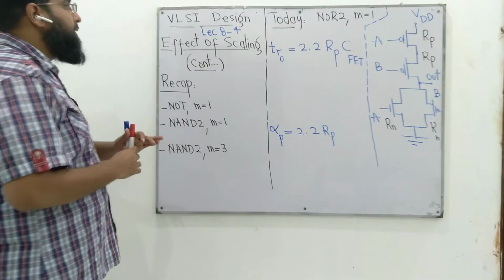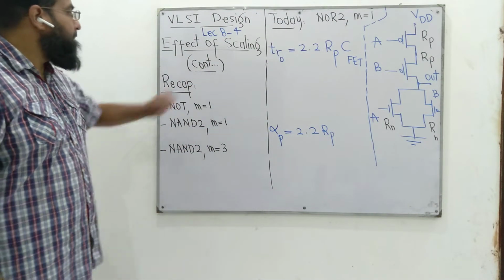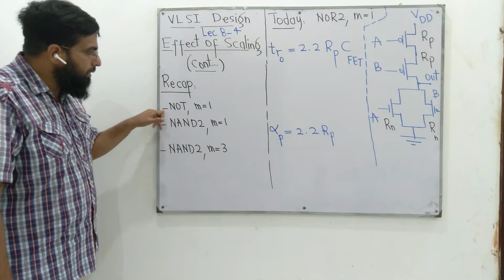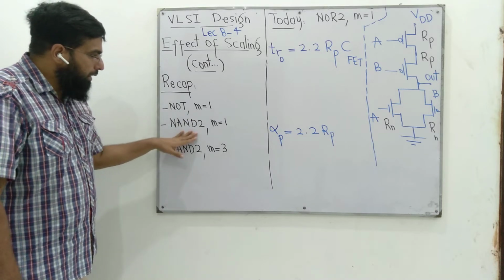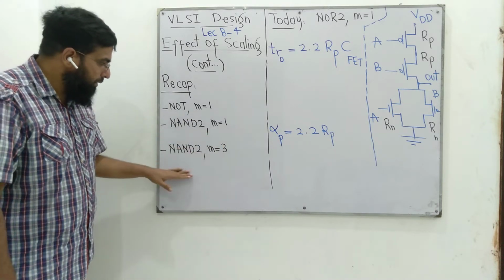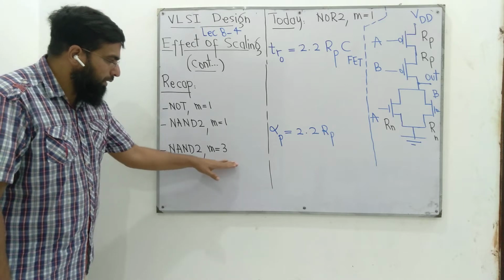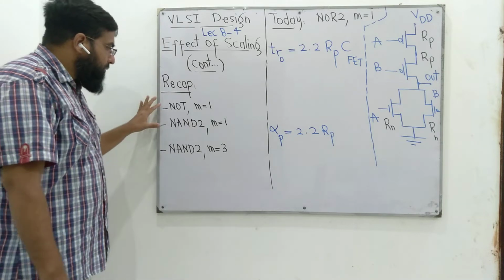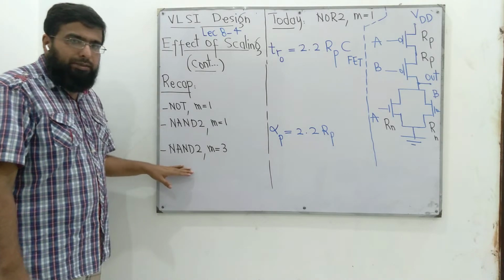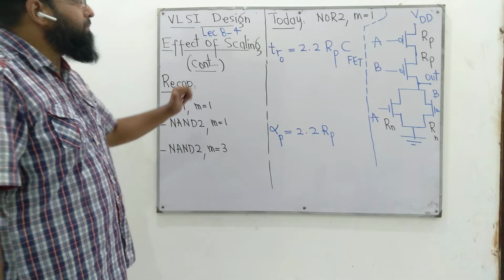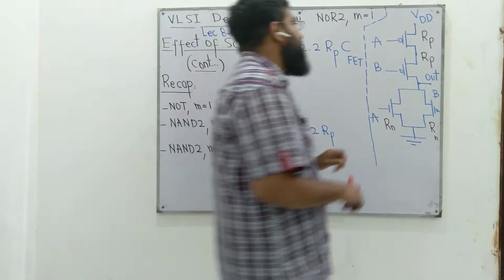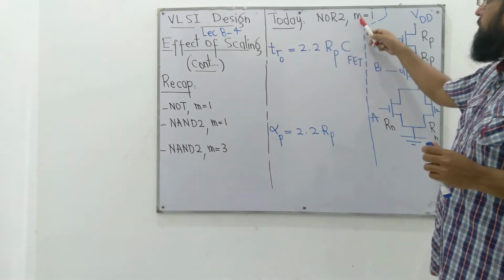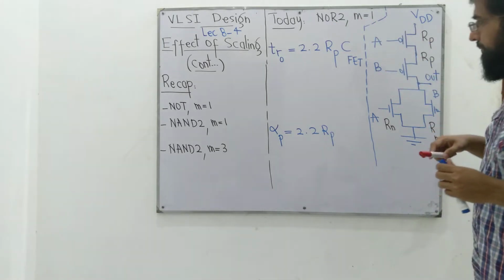Right, we are discussing the effect of scaling. In our previous three lectures, we studied NOT with scaling factor 1, NAND2 with scaling factor 1, and NAND2 with scaling factor 3. We discussed rise and fall time delays for all these three circuits individually. Today, we'll study rise and fall time delays of a NOR2 gate with scaling factor M equal to 1.